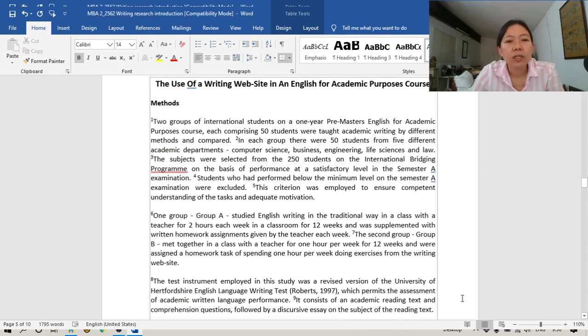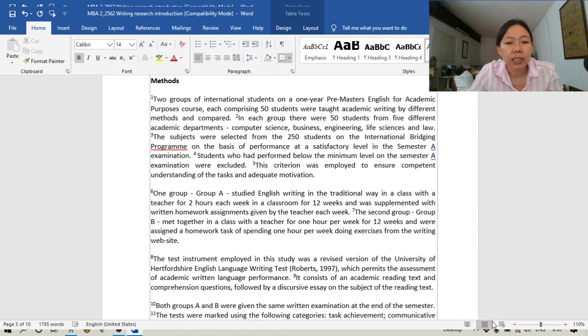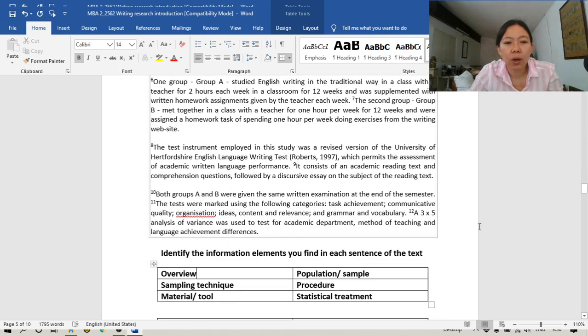First, two groups of international students on a one-year pre-master English for academic purposes course, each comprising 50 students, will be taught academic writing by different methods and compared. So here, we know it's about the research samples. We also know it's about the research method. So this sentence is used to show the overview of the experiment.